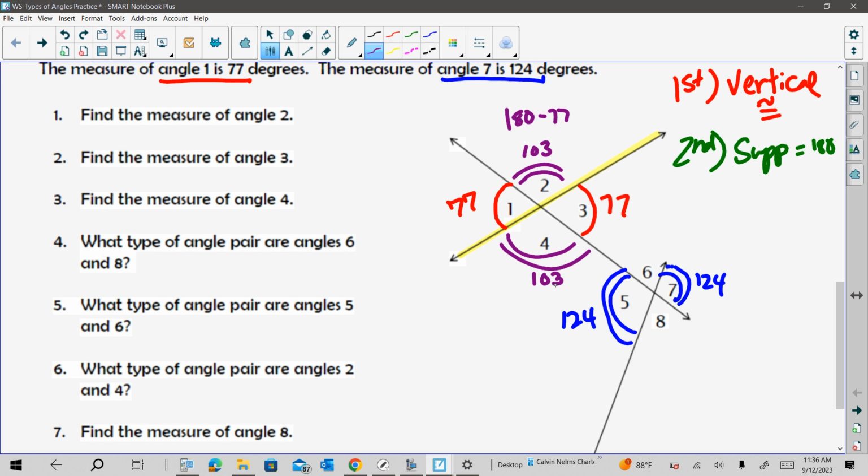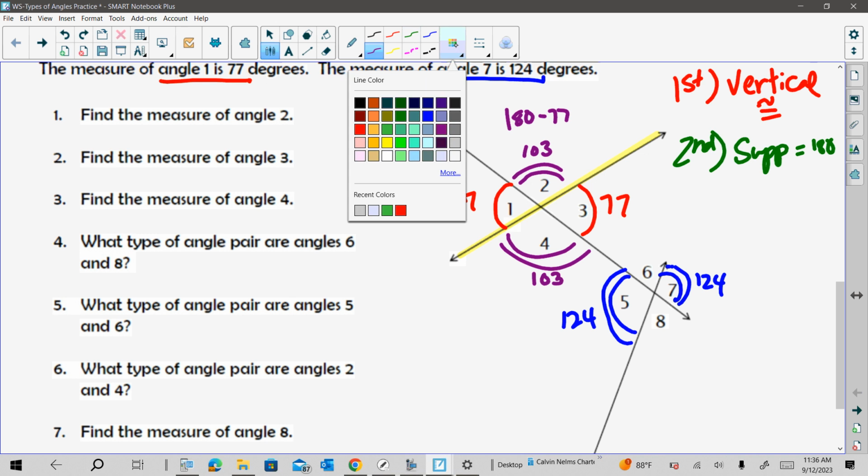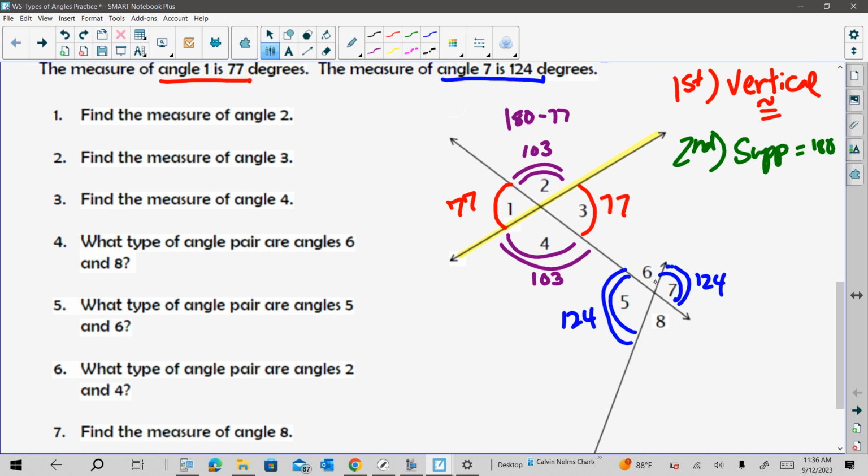Okay, so now I can do that also with angle 6 and 8. To get angle 6 or 8, what am I going to have to do? Yeah, 180 minus 124. So this becomes 56. So angle 6 is also 56. Now we have all the angles measured. So now we're just answering the question. Find the measure of angle 2. What is the measure of angle 2? 103. We're done. We already have that listed. Angle 3, 77. It was our vertical. Angle 4, 103. It was also vertical.